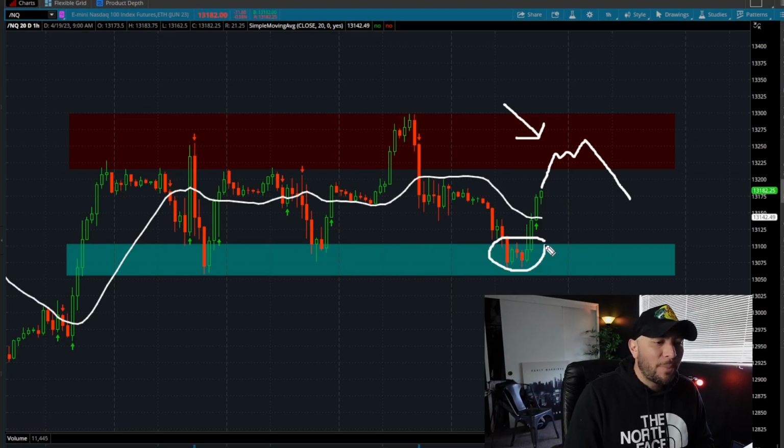When you should have been buying was down here. When you should have been buying was this break here. You should have been buying this break here. You should be taking profits into this zone versus trying to get long and playing for the potential upside in this zone.